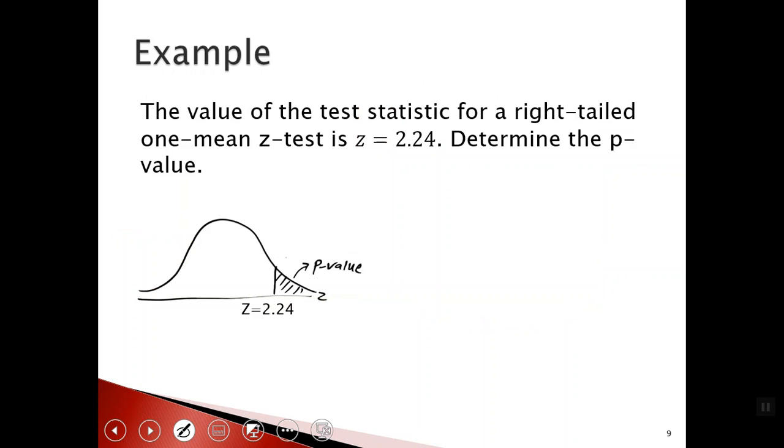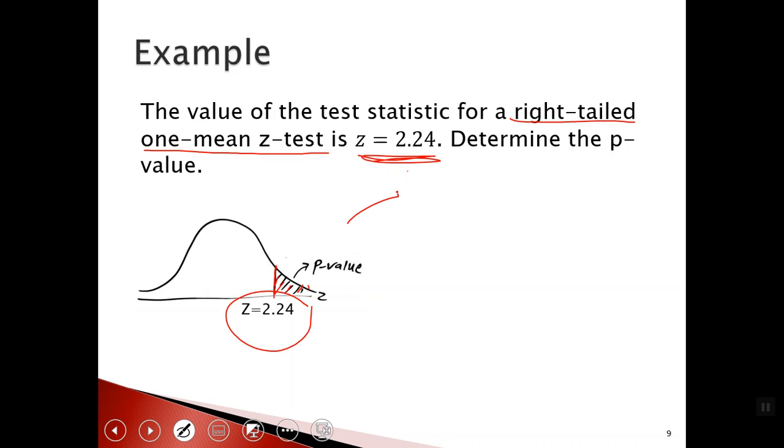Let's do this example. They have mentioned a right tail test, and I have drawn the right tail normal curve. One mean C test, this is what we are considering through this chapter 9. They have given the C value, so you don't need to calculate it. It is positive 2.24, which means this side. Now you have to calculate the p value based on this.